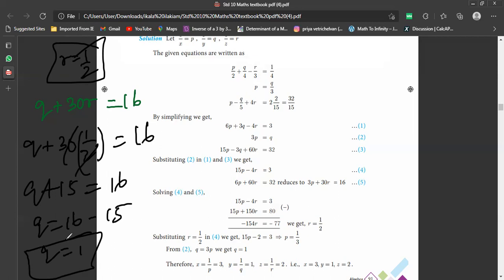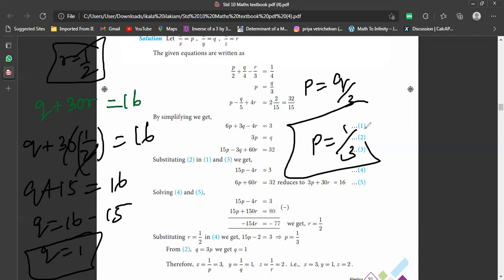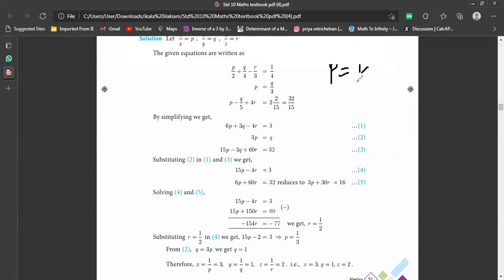You're getting it? So you can easily find the value of P because P is nothing but Q by 3. So P is equal to 1 by 3. That's it. So we found the value of P, Q and R. Let me write it here. P is 1 by 3, Q is 1 and R is 1 by 2.